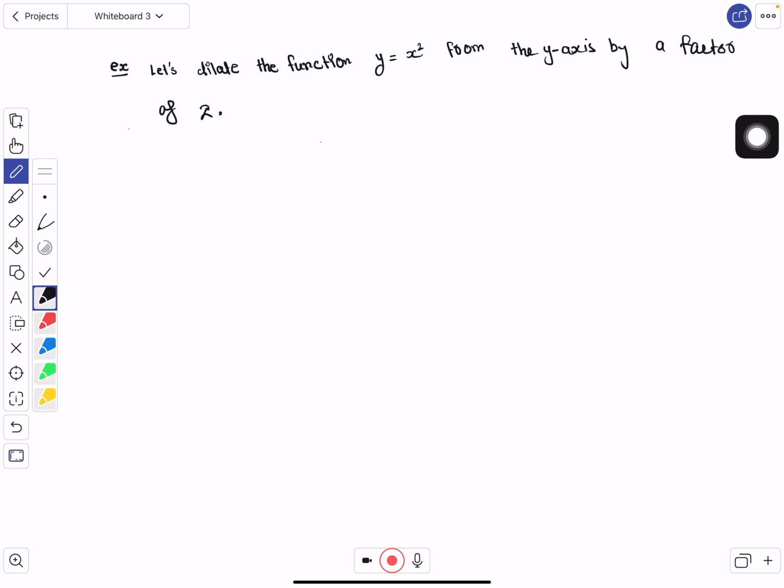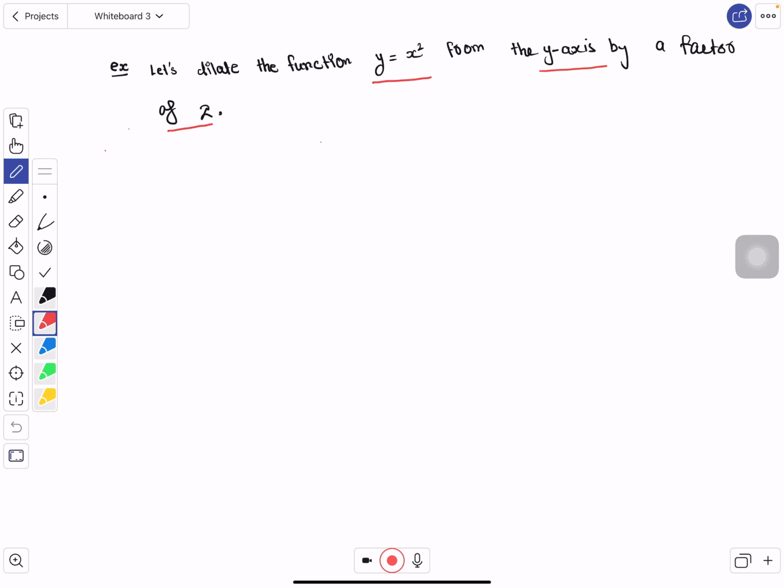Let's write down what we know. So if that's the question, the keywords are the function that we're interested in, then we are dilating from the y-axis by a factor of 2. So those are the main key points in this problem. Now, given these three pieces of information, this is what we know.